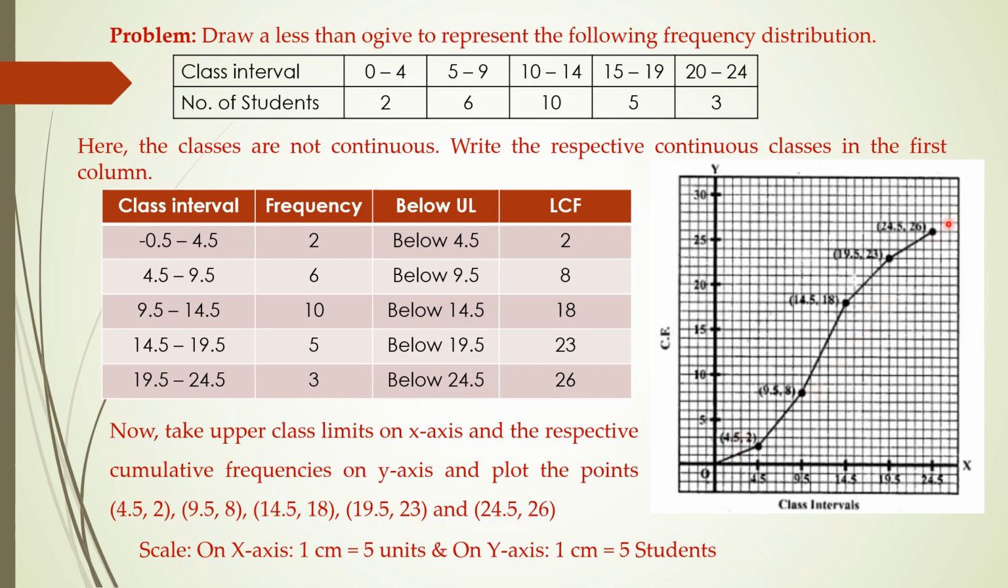Then join these points with a freehand curve. Here you have to join the first point (4.5, 2) with the origin, because the classes are continuous till 0 and the class has started from 0. Now this is also a rising curve. The curve so obtained is a smooth curve, which is called the less than ogive. Therefore, when we are drawing an ogive of any type, make sure the classes are continuous.